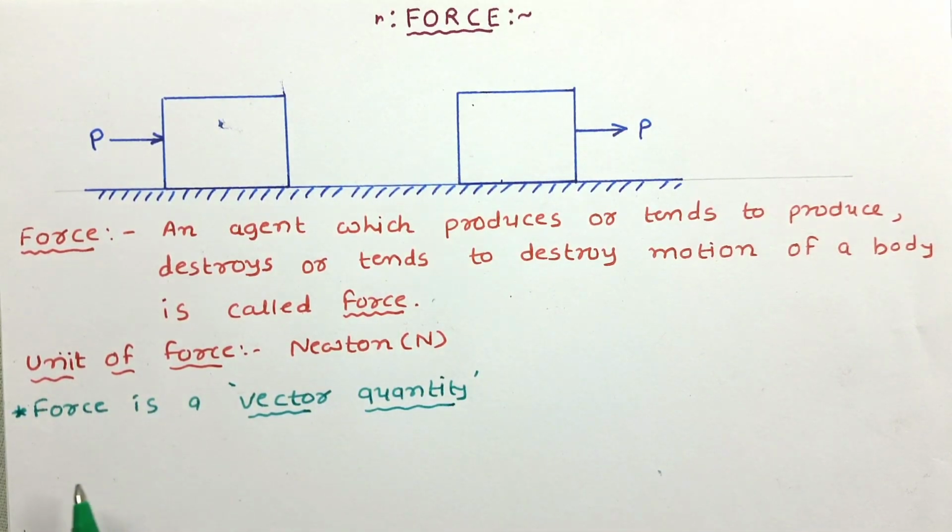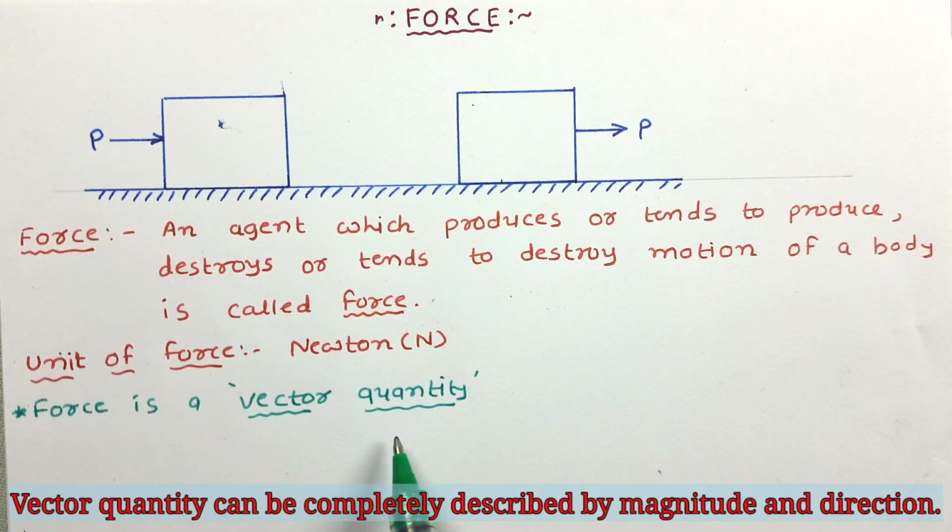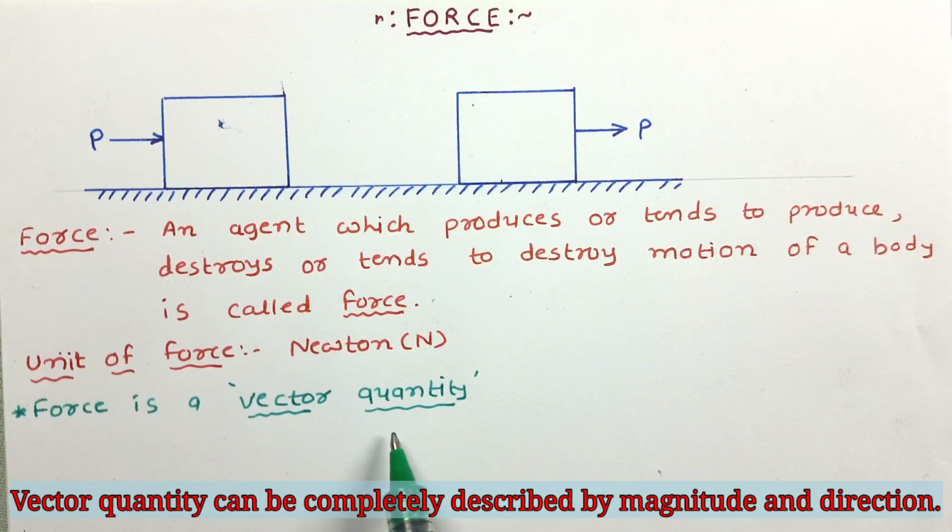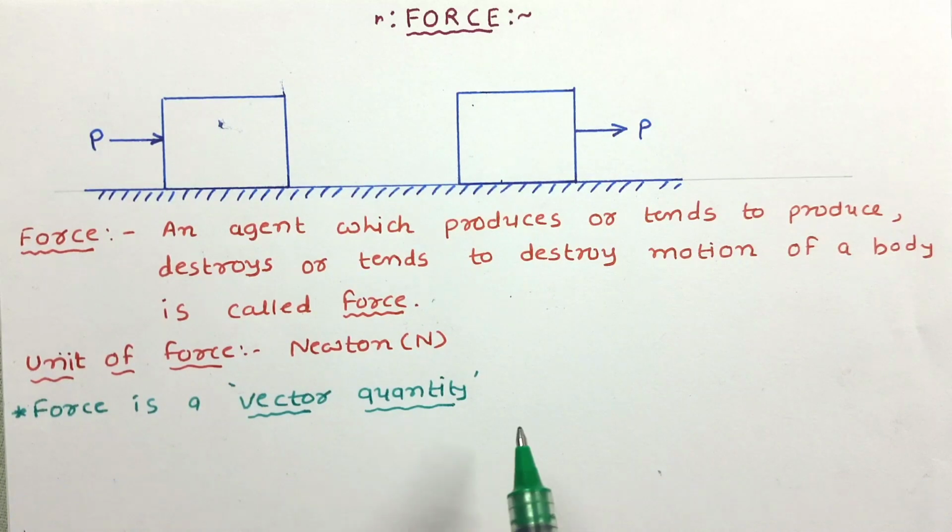About force we can say force is a vector quantity. We know the vector quantity. To completely describe a vector quantity, in addition to its magnitude, direction is also required. So any quantity which is a vector quantity, if we want to completely describe it, we require two things. First is its magnitude and second is its direction. Without direction, we cannot completely specify the vector quantity.